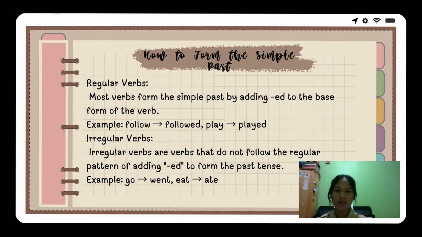The next topic is how to form the simple past. First one is regular verbs. Most verbs form the simple past by adding ed to the base form of the verb, like follow becomes followed and play becomes played. And then irregular verbs are verbs that don't follow the regular pattern of adding ed to form the past tense. Example, go becomes went and eat becomes ate.